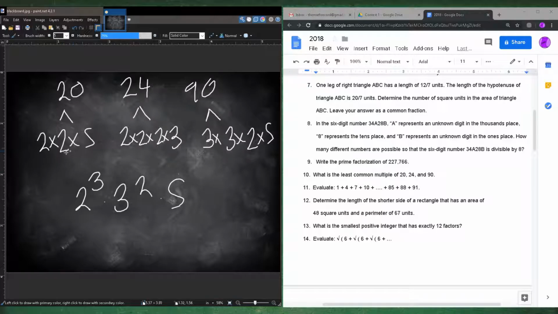So we could always check to see if it works. There's only 2 2's and 2 5. That works. 2 to the 3, yes, that works. And the 3's, yes. So 3 squared and 2 and 5. Okay, so this works out. So we have 2 times 2 times 2 times 3 times 3 times 5, and we get an answer of 360. So the least common multiple of 20, 24, and 90 is 360.